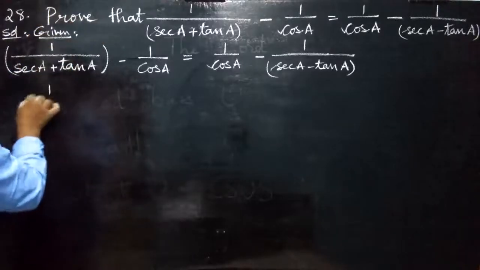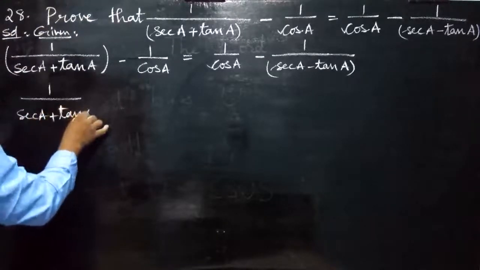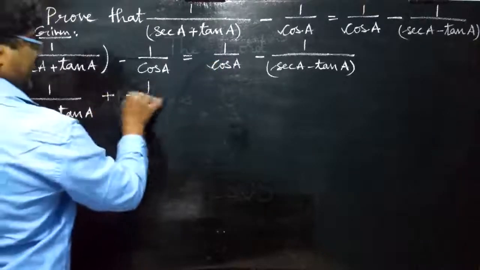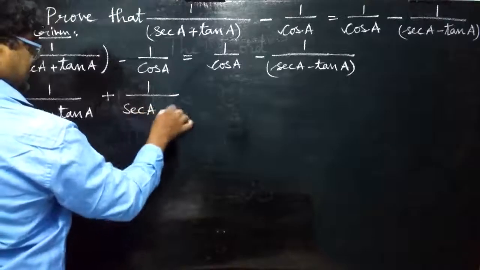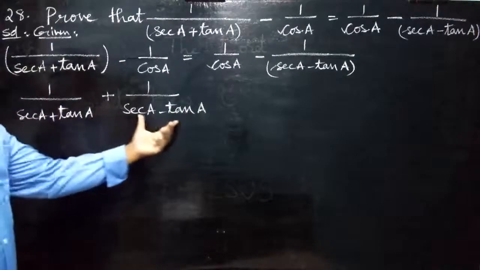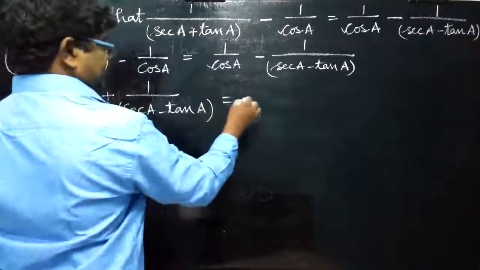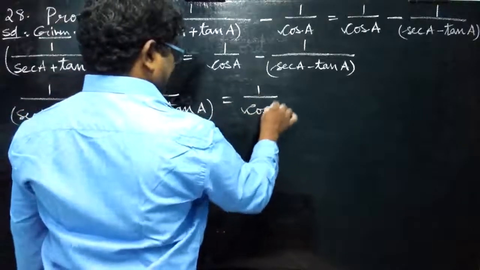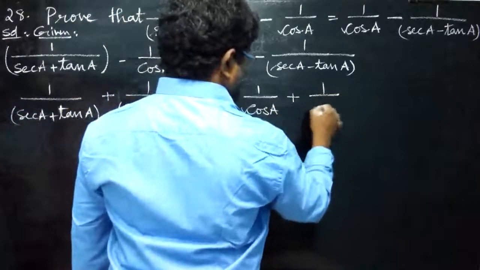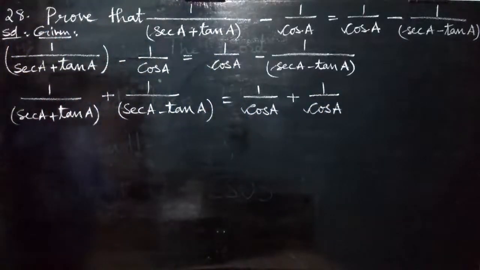Now bring 1 by secant A plus tan A, minus, bring this side, plus, we may call as secant A minus tan A. Both are the same type, bring them to one side, and bring this 1 by cos A. Which one is the left side? Bring it to the right side. Minus becomes plus. Anyway you can solve. We want to prove that, that's all.